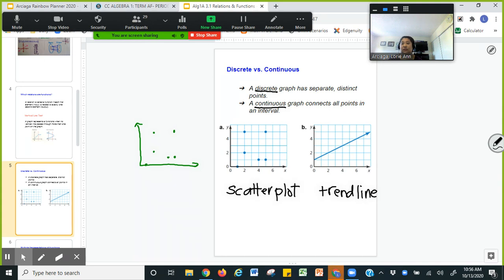All right. So those are examples, or that's the difference between discrete and continuous.